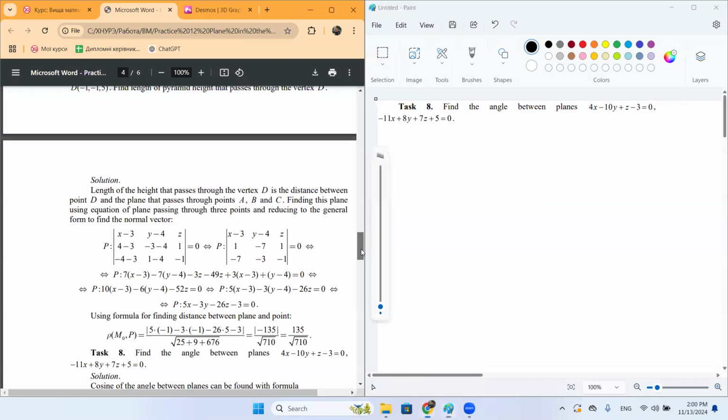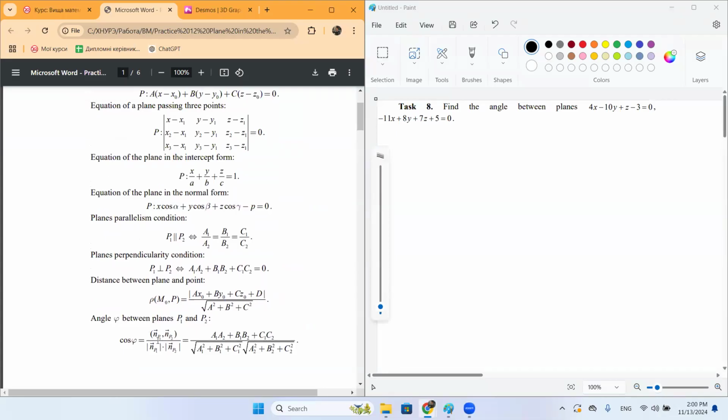So how to solve? We remember that we need to find the scalar product of normal vectors, and then divide by the product of their magnitudes. So let's calculate. So minus, okay, so 4 by minus 11, so let's write in details. Then we will expand everything. Minus 10 by 8 plus 7.